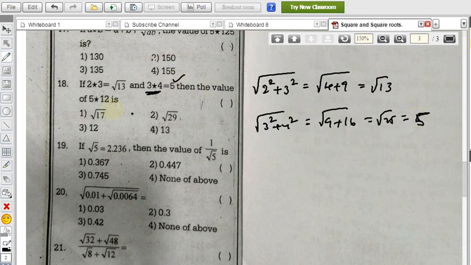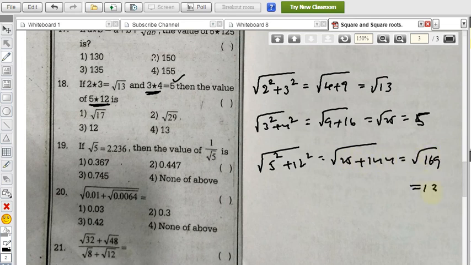Same logic will apply even for 5, 12. That is square root of 5 square plus 12 square. 5 square is 25, 12 square is 144, total 169, root 169 is 13. That's why I said 13 answer.